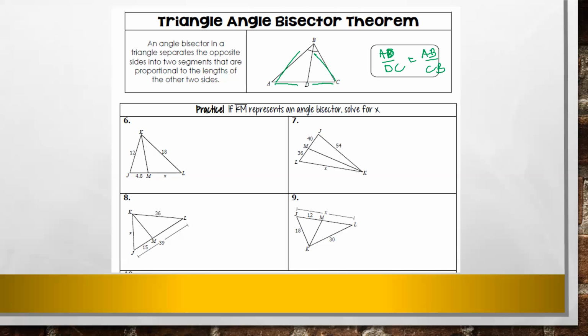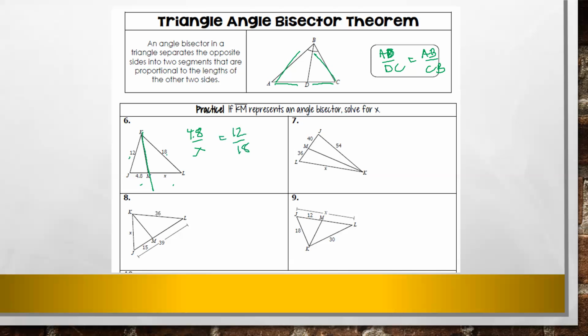There's just lots of proportionality happening when you have some similar triangles. So in this triangle, it says KM represents an angle bisector. So KM is the angle bisector in all of these. You could think of that angle bisector as the fraction bar. 4.8 over x would be equal to 12 over 18.